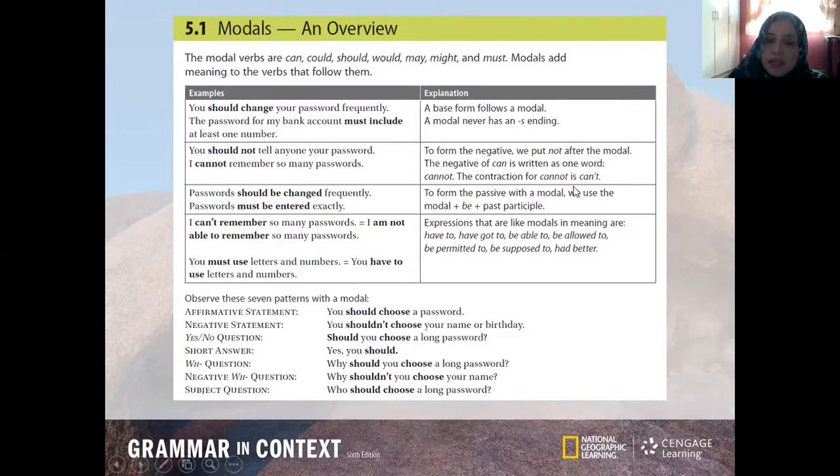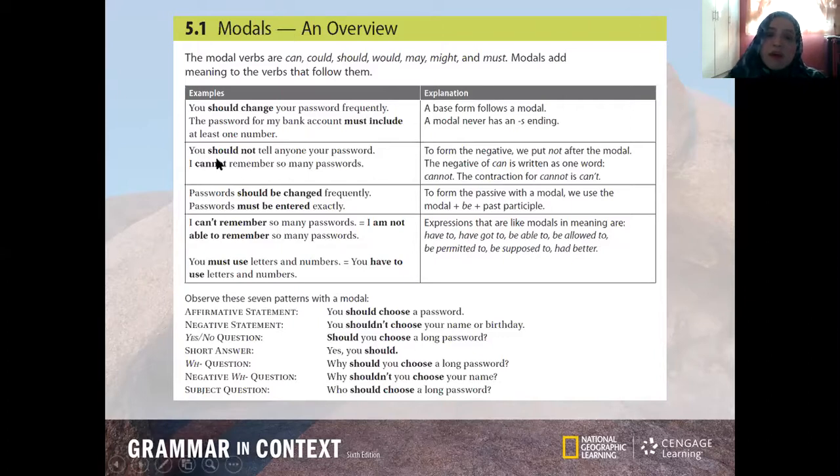Okay, now let's look at the next note. The negative of can is written as one word, cannot. Okay, and the contraction for cannot is can't. So basically, a lot of people make mistakes. They like to separate the can and not. But if you want to write the negative of can, usually it is one word. You join them together. And yeah, the contraction for cannot is can't.